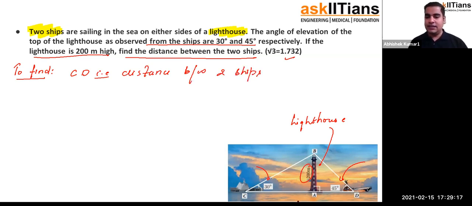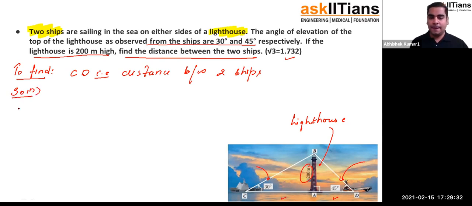And we know that CD is actually a sum of CA and AD. So I can calculate CA, I can calculate AD, and I can add both of them. And CAB and DAB both are right triangles. So that's an added advantage we have to check out.